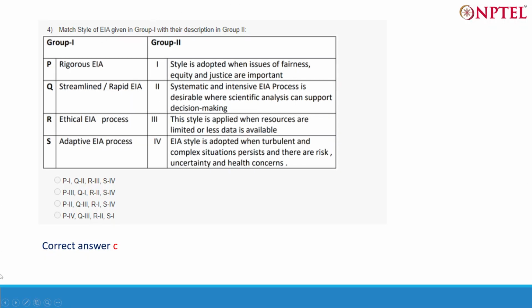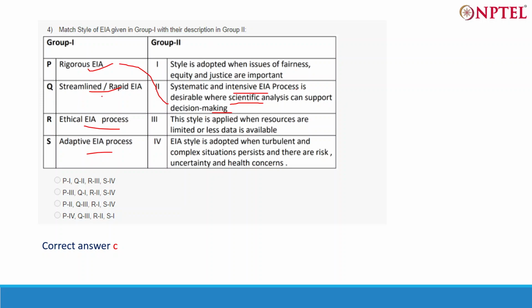So there can be types of EIA: the rigorous EIA, streamlined EIA, ethical EIA, adaptive EIA. Basically, rigorous EIA is systematic and intensive. It is a procedure desirable where scientific analysis can support decision making. Something like a power plant or a dam, big projects which are more EIA requiring. So rigorous EIA is done.